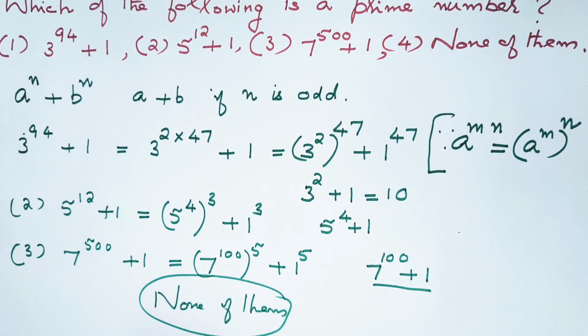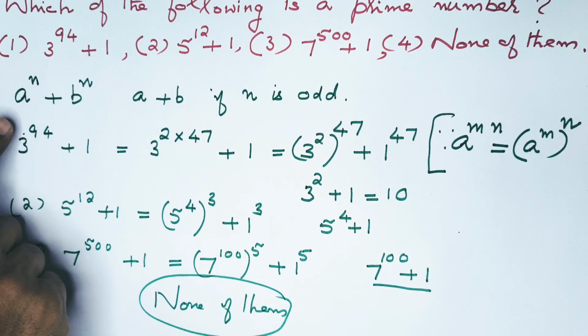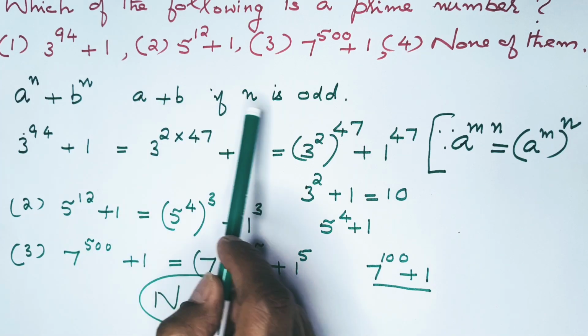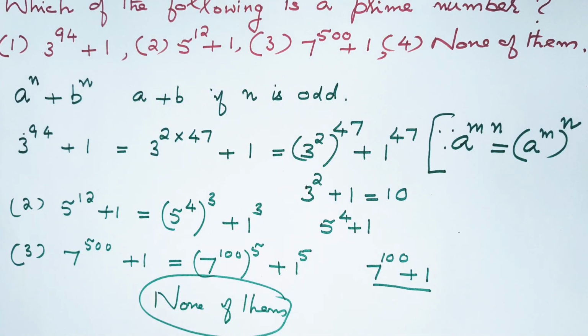So basically you should know what a prime number is. And the second one, the simple result like a to the power n plus b to the power n is always divisible by a plus b if n is odd. That's all. I hope you have understood the solution correctly.